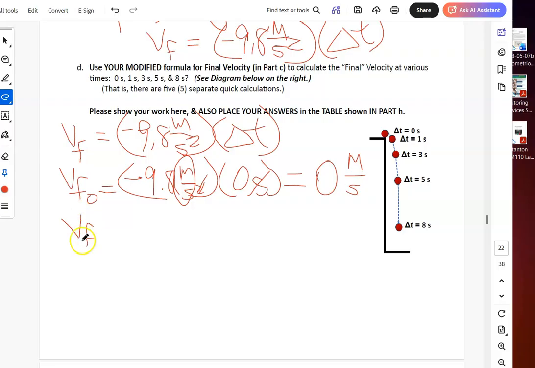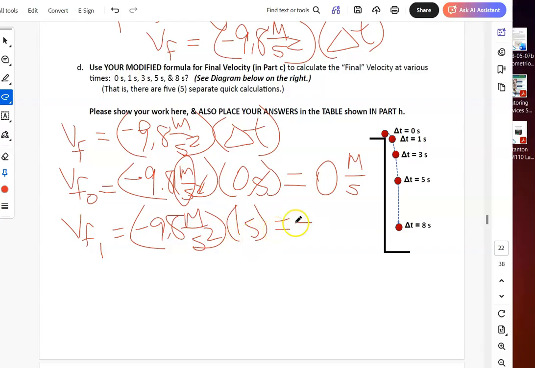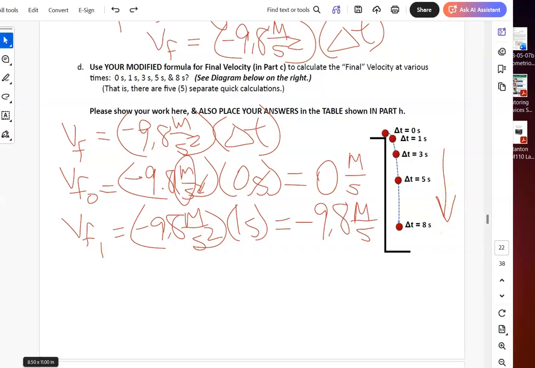So what happens at 1 second? Well, the final velocity after 1 second of falling is negative 9.8 meters per second squared times 1 second. Well, that works out to a velocity of negative 9.8 meters per second. You might say, why is it negative 9.8 meters per second? Well, it's falling downward. Remember, the velocity is vertically downward, so our velocity will have a negative value.